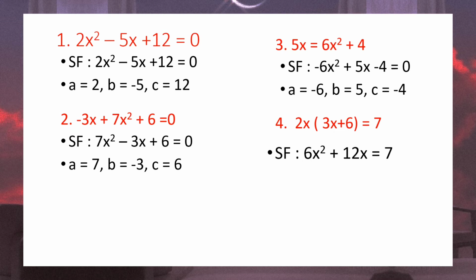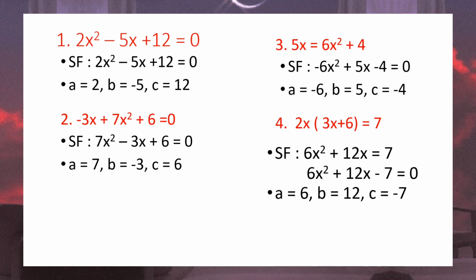Then we can now move 7 to the left side by changing its sign and equate it to 0. So we have now the standard form 6x squared plus 12x minus 7 equals 0. So now the values of A, B, C are A equals 6, B equals 12, C equals negative 7.